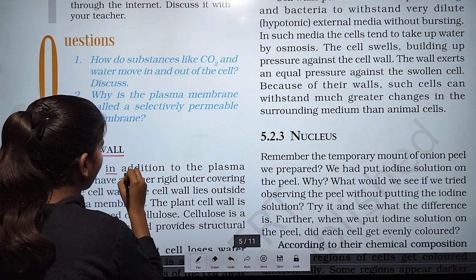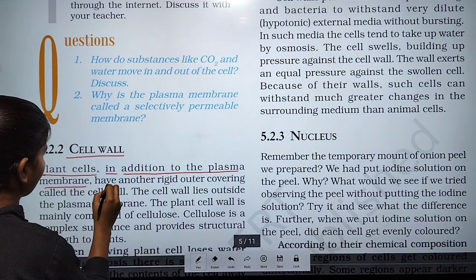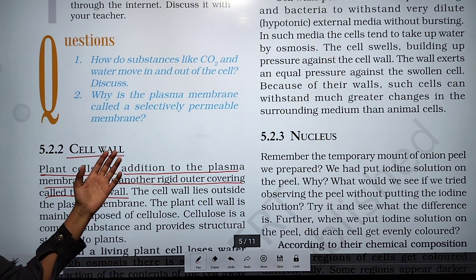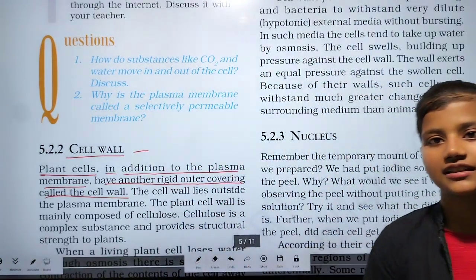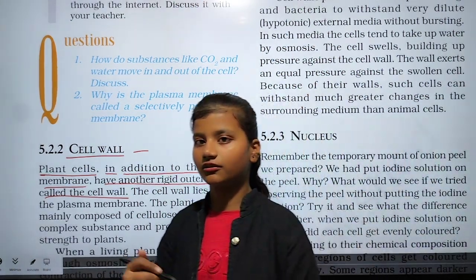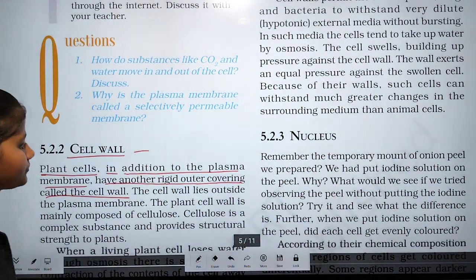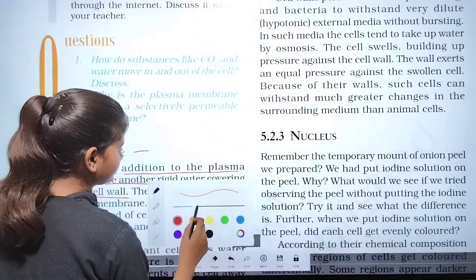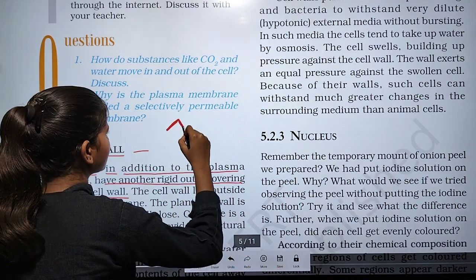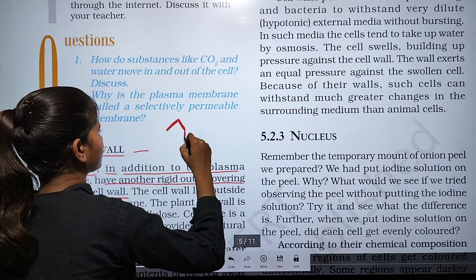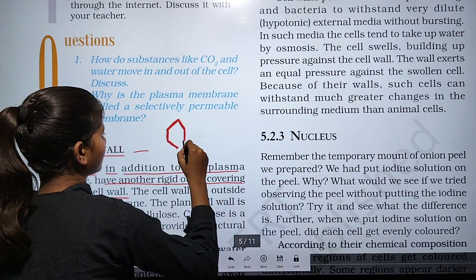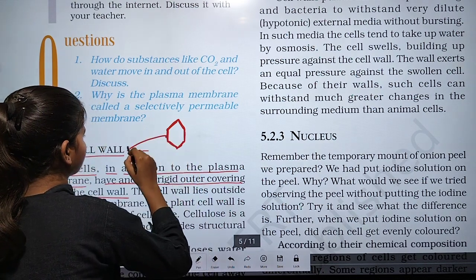Plant cells, in addition to the plasma membrane, have another rigid outer covering called the cell wall. It means the cell wall is only present in a plant cell, not in an animal cell, and it is the outermost covering of the plant cell. Suppose that this one is the cell wall of a plant cell. This one is the cell wall.